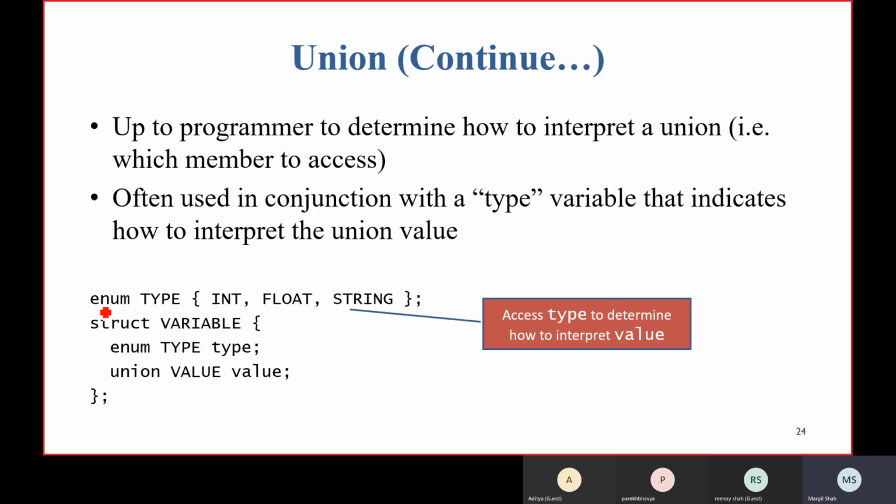Here the type is an enum. We define the enum over here, and the enum type is the name of the enum. These are the constant names of the enum, that is integer, float and string. Then a struct variable, where the enum is the type, and the union is the value. So of course this is a structure. We can use the individual variables with this type name and value at a time. We can hold any one of them.